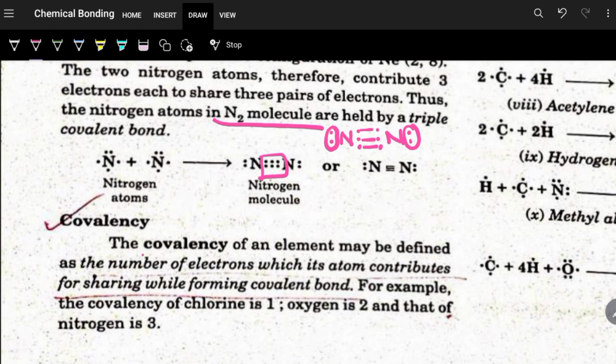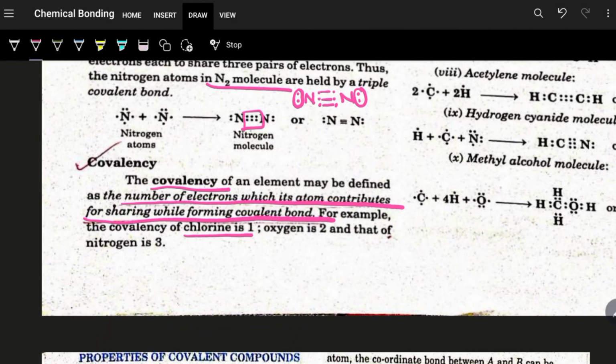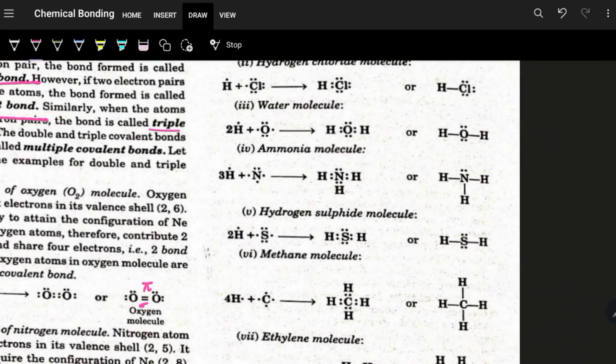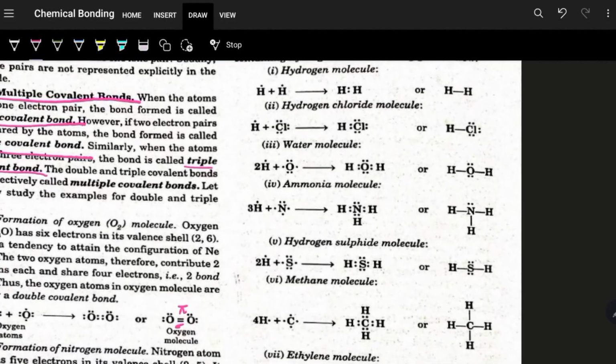So each nitrogen has an unshared pair of electrons, and these are the lone pairs, 1 lone pair for each nitrogen. Covalency, I told you, is the number of electrons which an atom contributes for sharing while forming a covalent bond. Like chlorine can give 1 electron for sharing, oxygen can give 2 electrons, nitrogen is giving 3 electrons. So covalency of chlorine is 1, oxygen is 2, and nitrogen is 3. Now here again, these are some examples of the formation of covalent bonds.